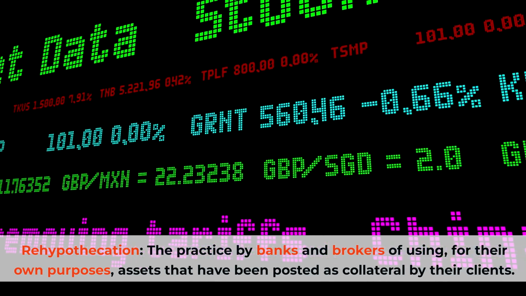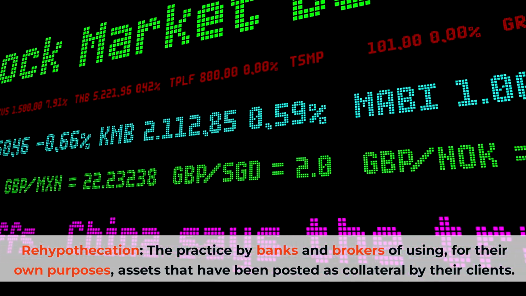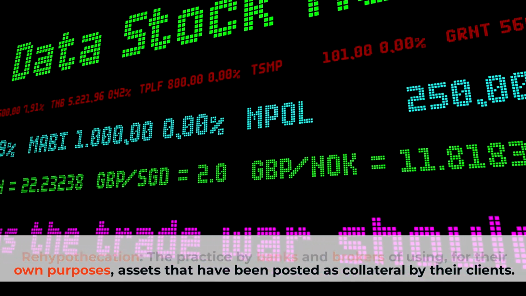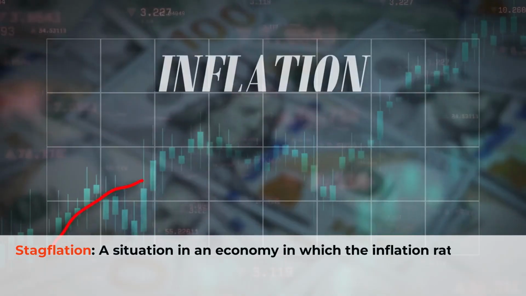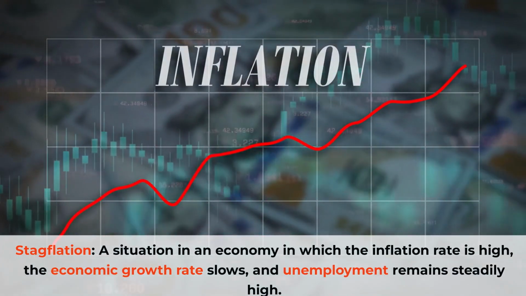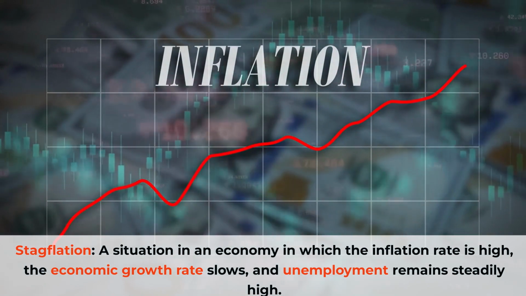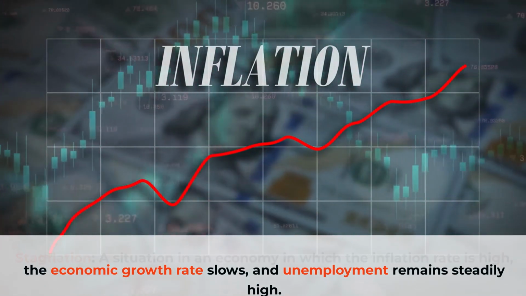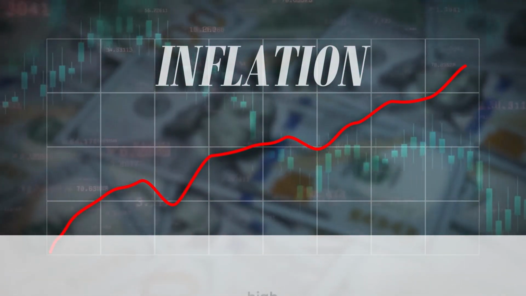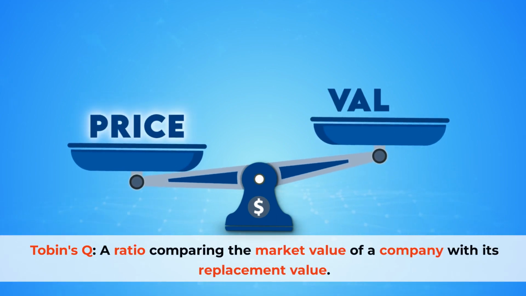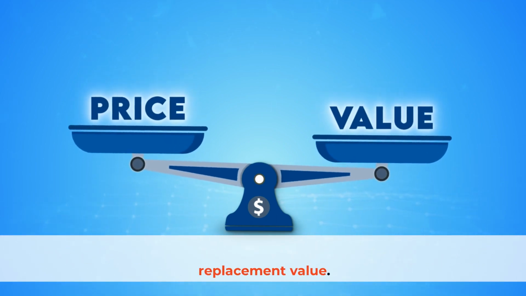Rehypothecation, the practice by banks and brokers of using, for their own purposes, assets that have been posted as collateral by their clients. Stagflation, a situation in an economy in which the inflation rate is high, the economic growth rate slows, and unemployment remains steadily high. Tobin's Q, a ratio comparing the market value of a company with its replacement value.